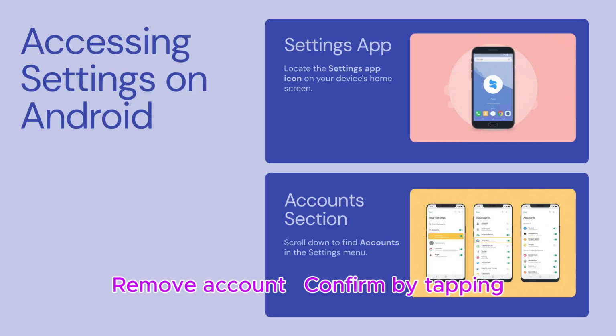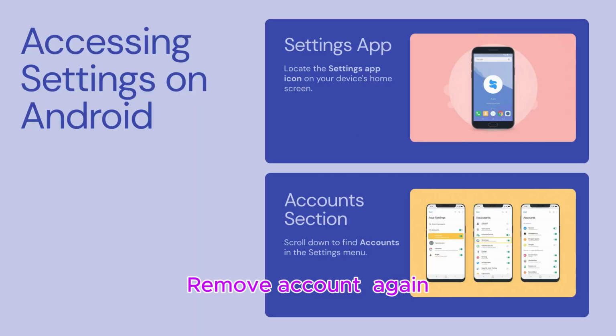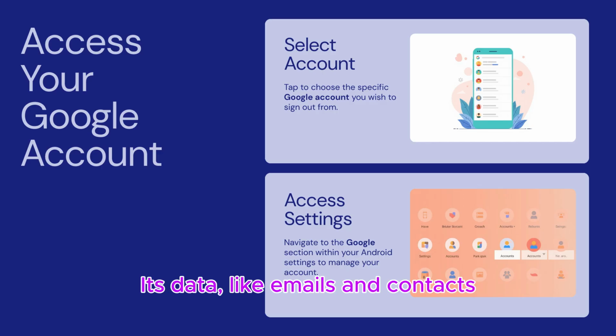Tap Remove Account. Confirm by tapping Remove Account again. You are now signed out of that Google account on your phone. Its data, like emails and contacts, will be removed from the device.